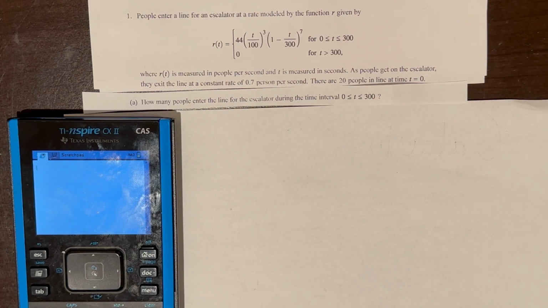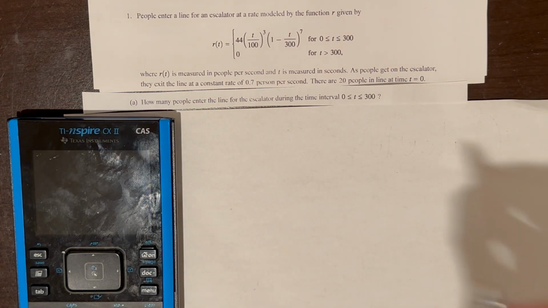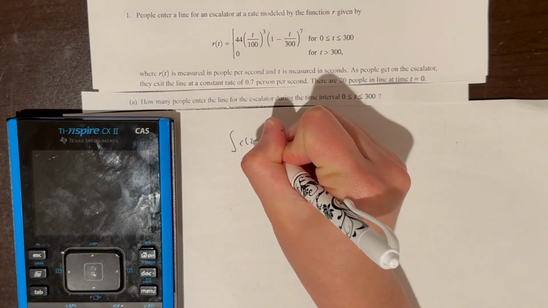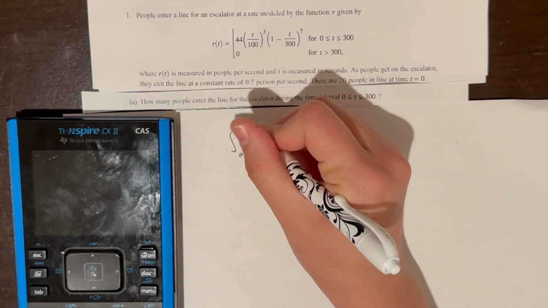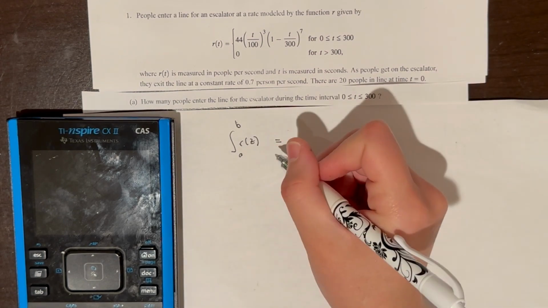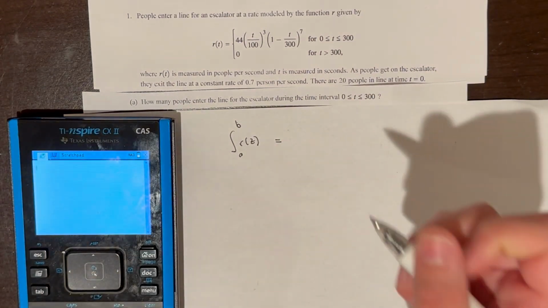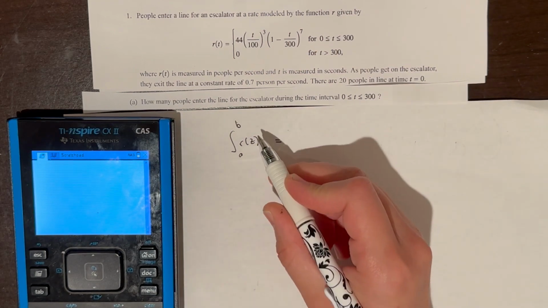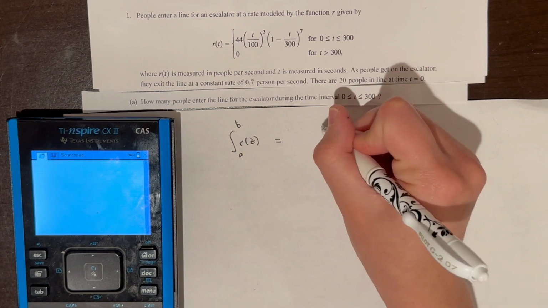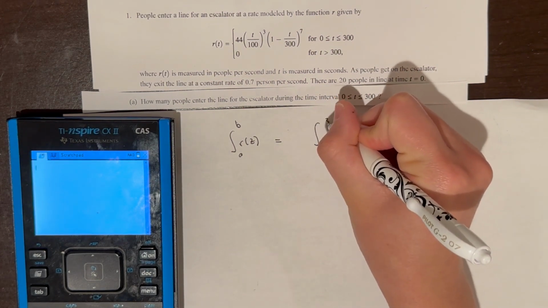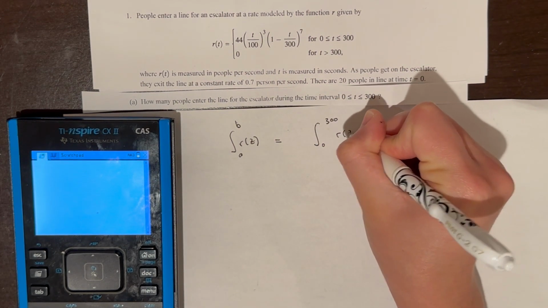The first question is asking how many people enter the line for the escalator during the time interval 0 to 300. Since we're given a rate, we know that integrating a rate will give us the accumulation from that time interval A to B. So if we want to find out how many people came in the line from time 0 to 300, just coming into the line, we will integrate from 0 to 300 r of t dt.